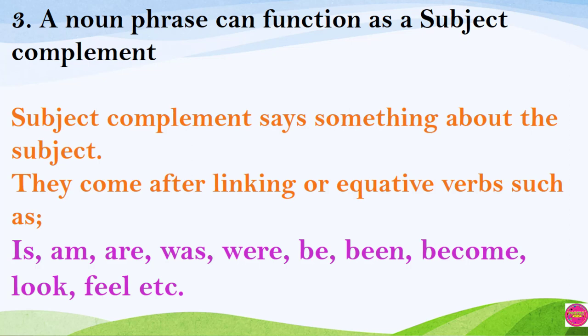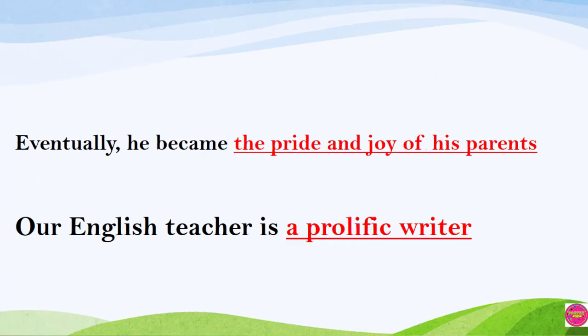Subject complements say something about the subject. They come after linking or equative verbs, such as is, am, are, was, were, be, been, become, look, feel, etc. Let's consider the following examples. Example 1. Eventually, he became the pride and joy of his father. The pride and joy of his parents is underlined.